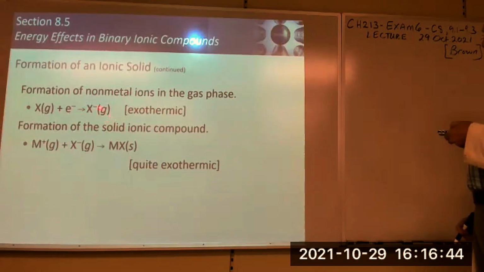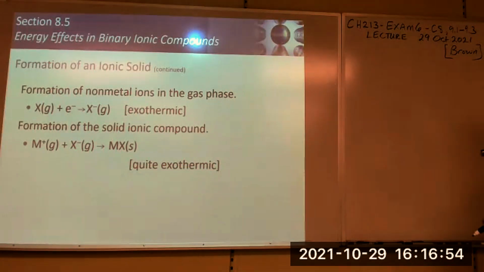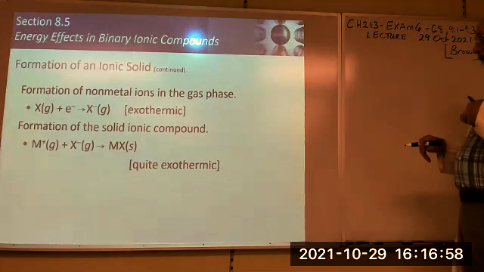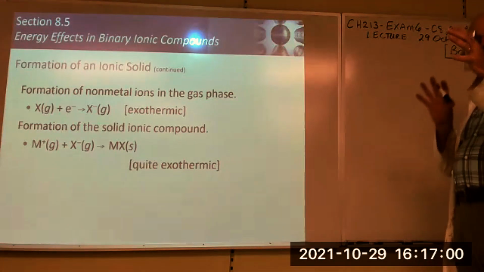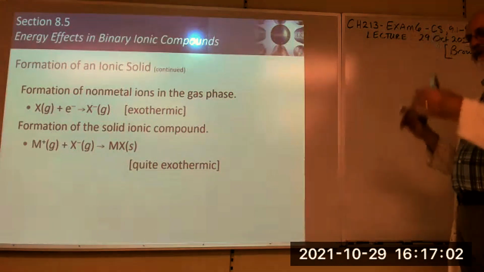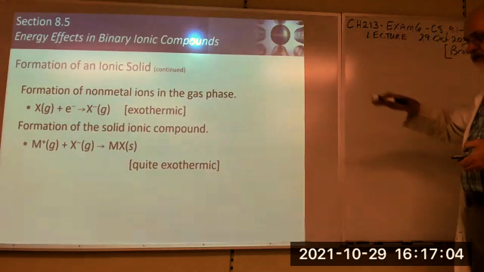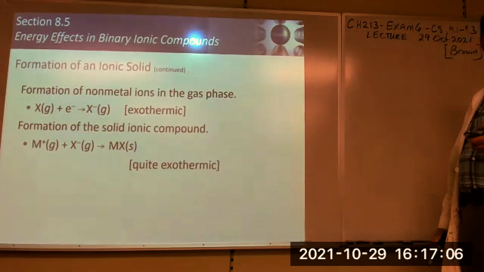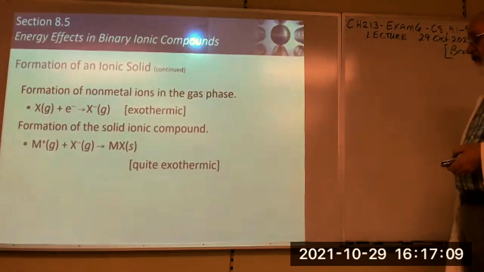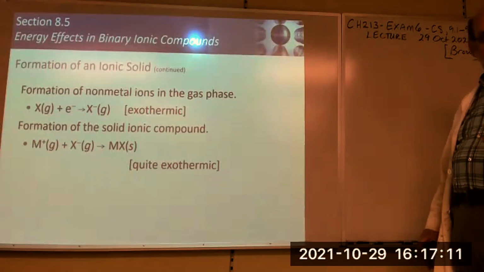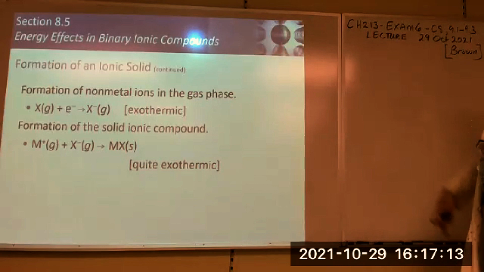And then we take, now that we've got the gaseous anion and the gaseous cation, we put them together. And that's exothermic. Actually, very exothermic usually. And then to determine the enthalpy of that whole reaction, formation of that compound, you have to add all those terms together and see which one's bigger. I mean, is it an exothermic or an endothermic process? It just depends on the size of the steps.